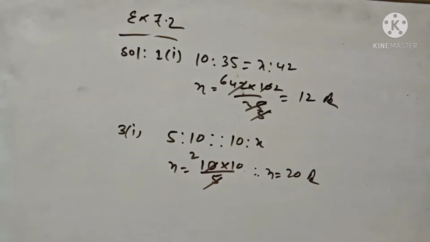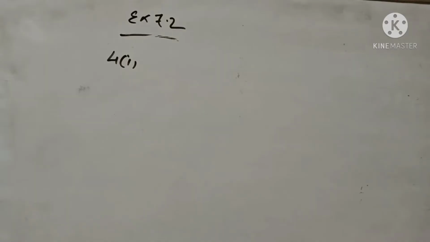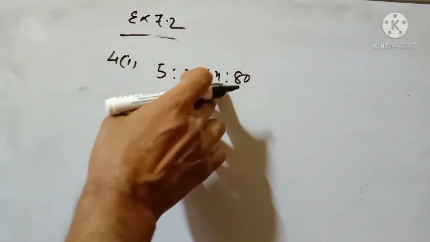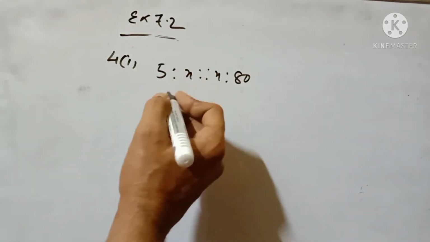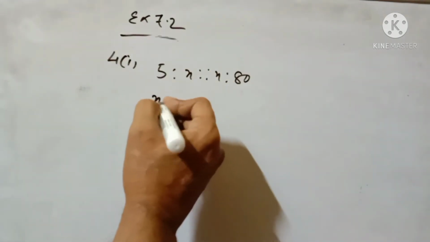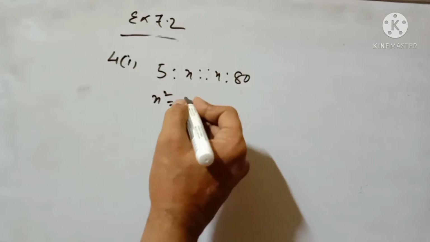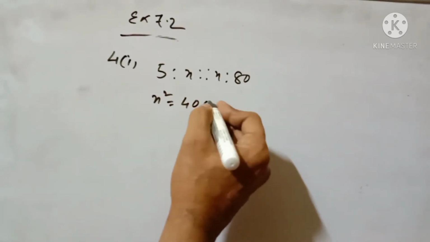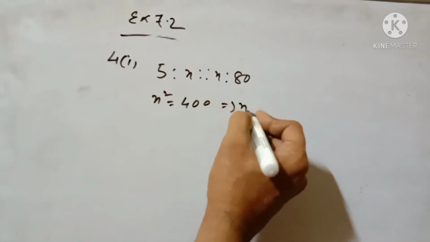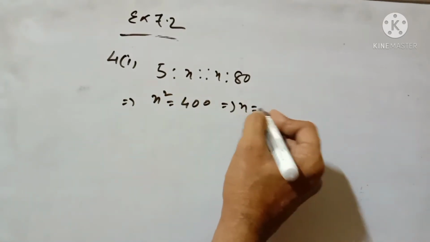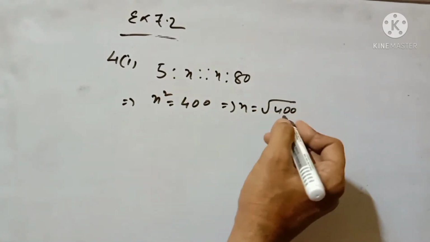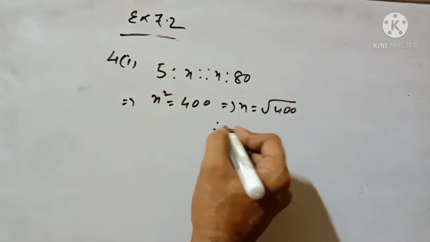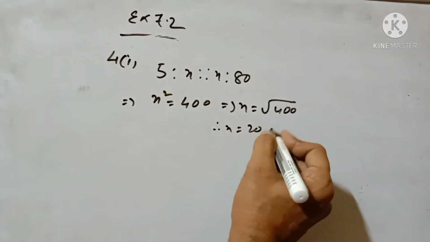Write down please. Question 4 first. Find the mean proportion of 5 and 80. So 5 ratio x proportion to x ratio 80, mean proportion. So product of means equal to product of extreme. So x square equal to 5 into 80, 400. This implies x equal to under root 400. Therefore x equal to 20. This is our mean proportion.